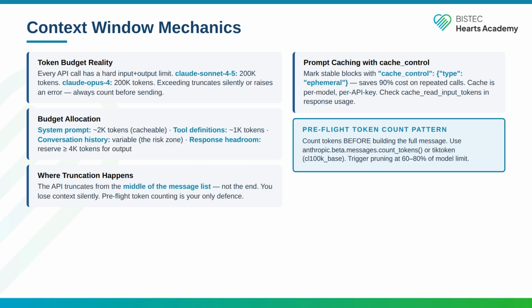The fix is pre-flight token counting. You count tokens before you build the message. The Anthropic SDK provides the beta messages count tokens method for exact measurement, or you can use tiktoken with the cl100k_base encoder for a compatible approximation. Your trigger should be somewhere between 60% and 80% of the model's context limit, enough headroom to act before things break.